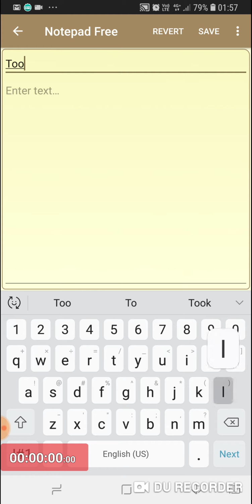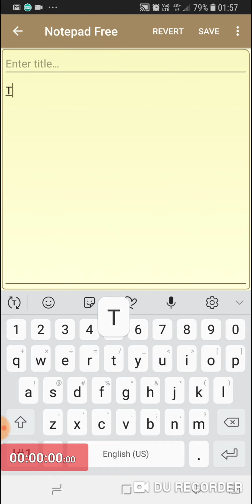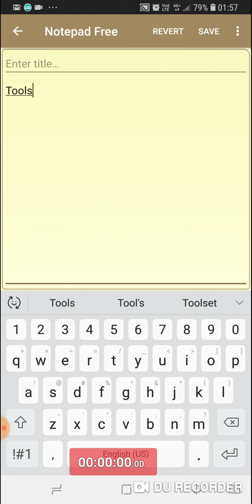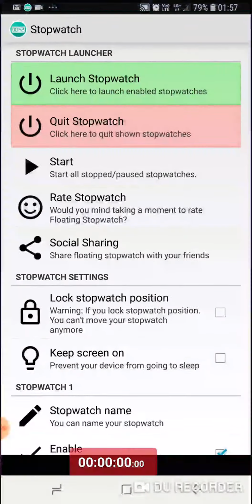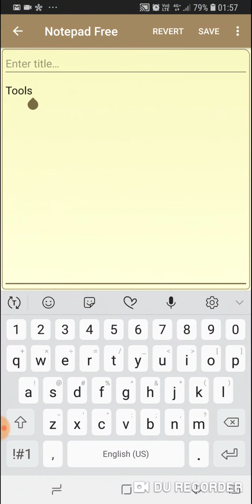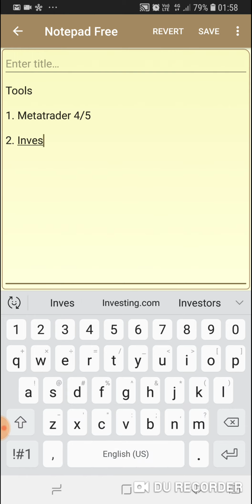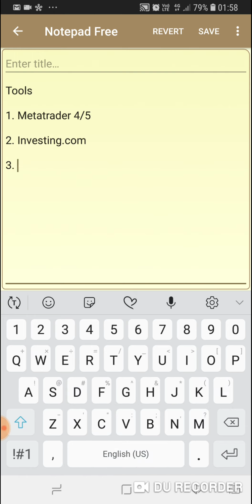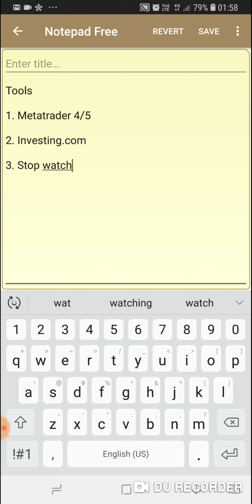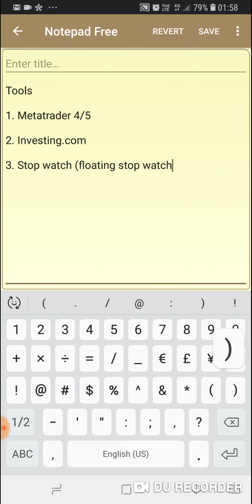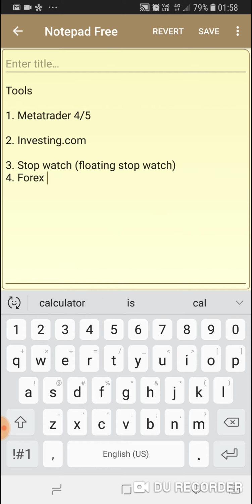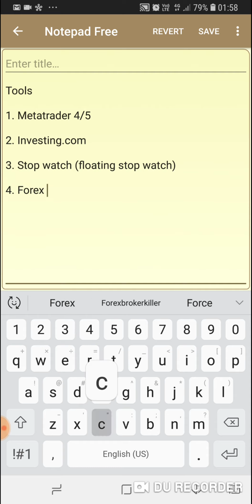Now, I'm going to start by labeling all the tools or the apps which you need. Let me remove the stopwatch so that I can fully focus on this. I'm going to label all the apps which you need, MetaTrader 4 or 5, depending on which one you prefer. However, I'm still on MetaTrader 4. The second app is investing.com. The third app is stopwatch, also known as floating stopwatch. The fourth app which you need is Forex calculators. Or you can say Forex calculator.